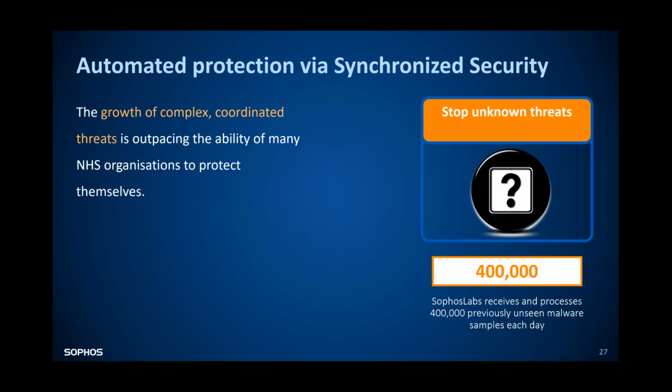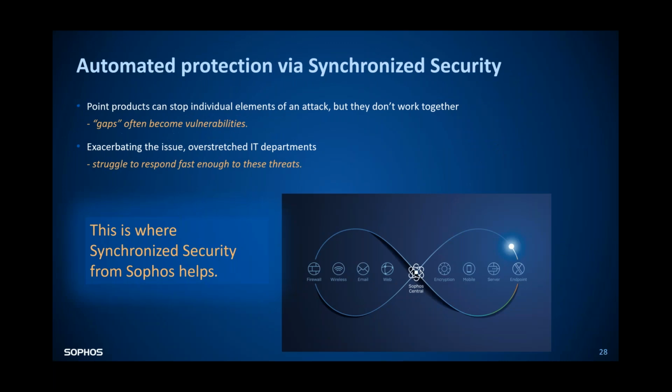And this is key really when we think about the number of threats that we see out there received by Sophos Labs every single day. So somewhere in the region of 400 to 500,000 new threats that we see every single day, unique pieces of malware that hit our labs that need to be looked at by our artificial intelligence. So having automation of that protection if you see a day zero threat is absolutely crucial. And as I say, that's where synchronized security comes into play.